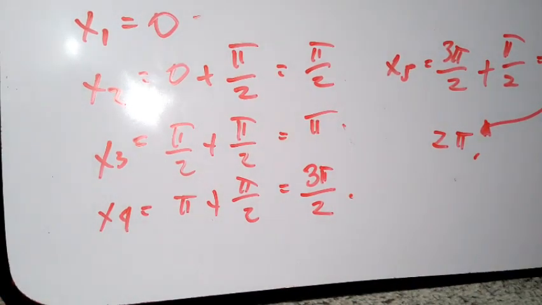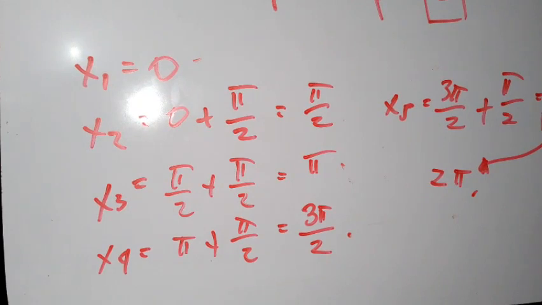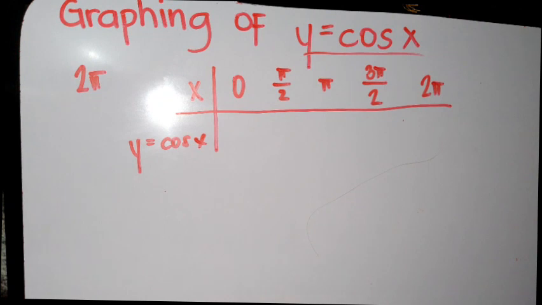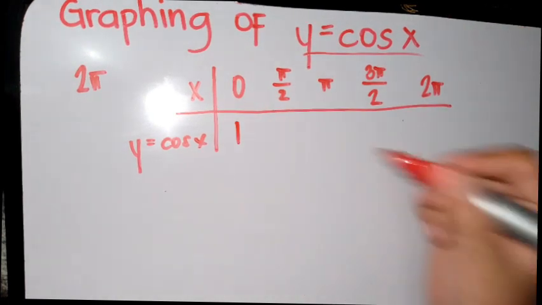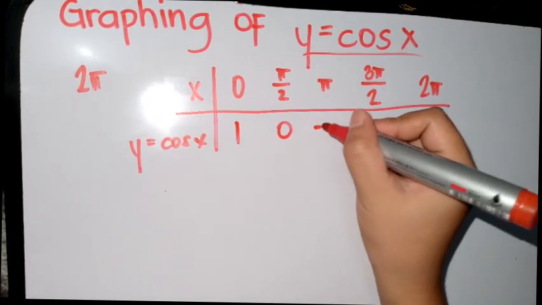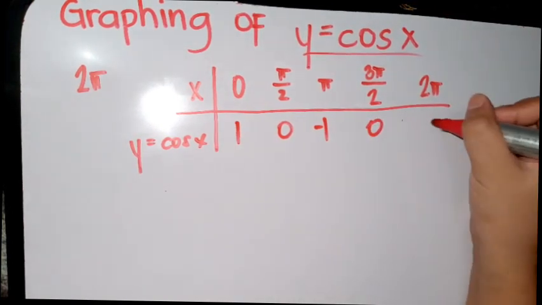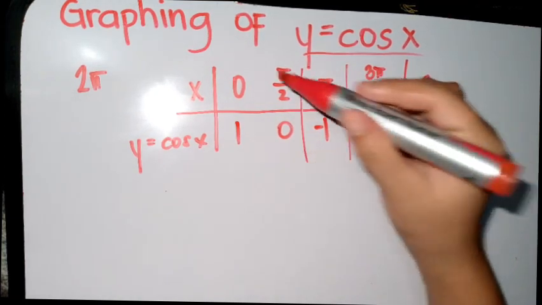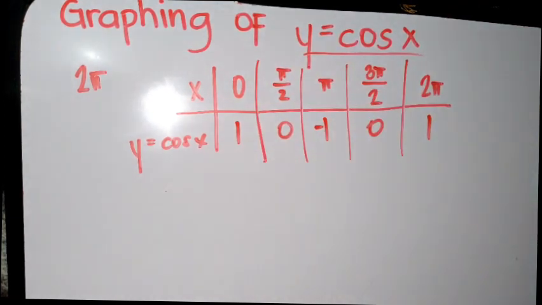So we're going to arrange them in a table so that we can graph them later. So this is our table now. We have the values of x: 0, pi over 2, pi, 3 pi over 2, and 2 pi. And remember the original form of the y value for our cosine: we have 1, 0, negative 1, 0, and 1. And this is our table that we're going to follow in order to graph y equals cosine.